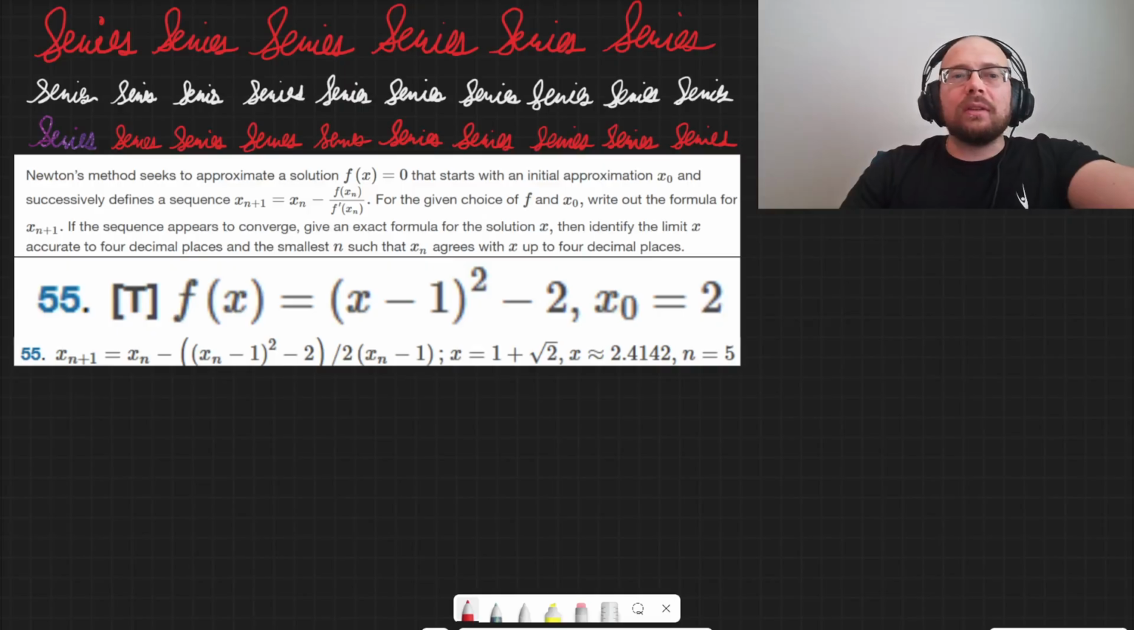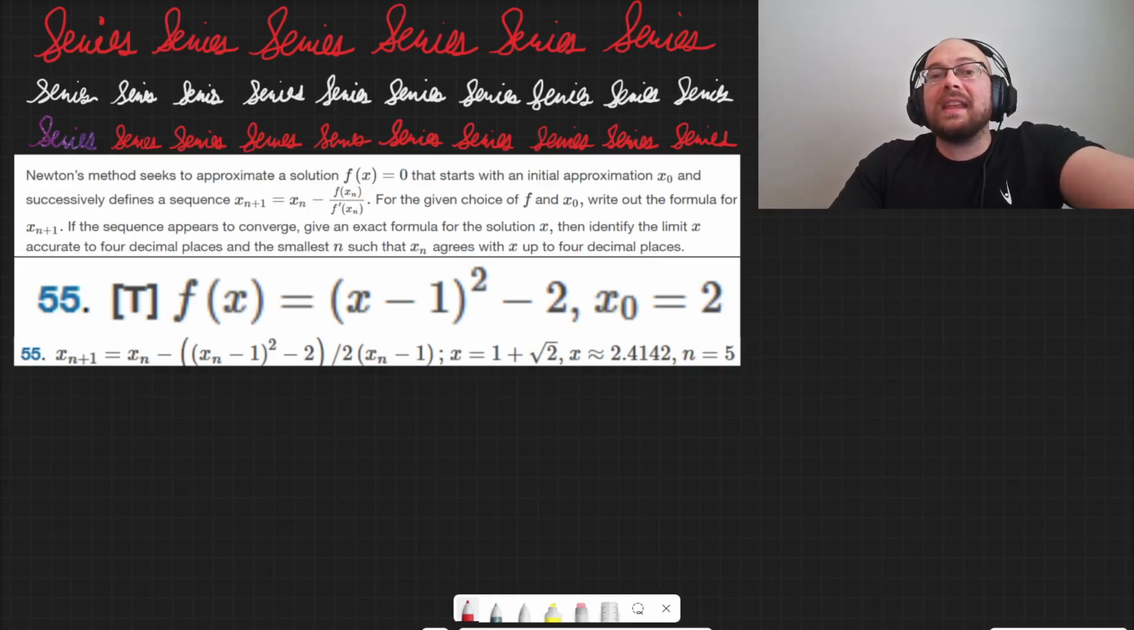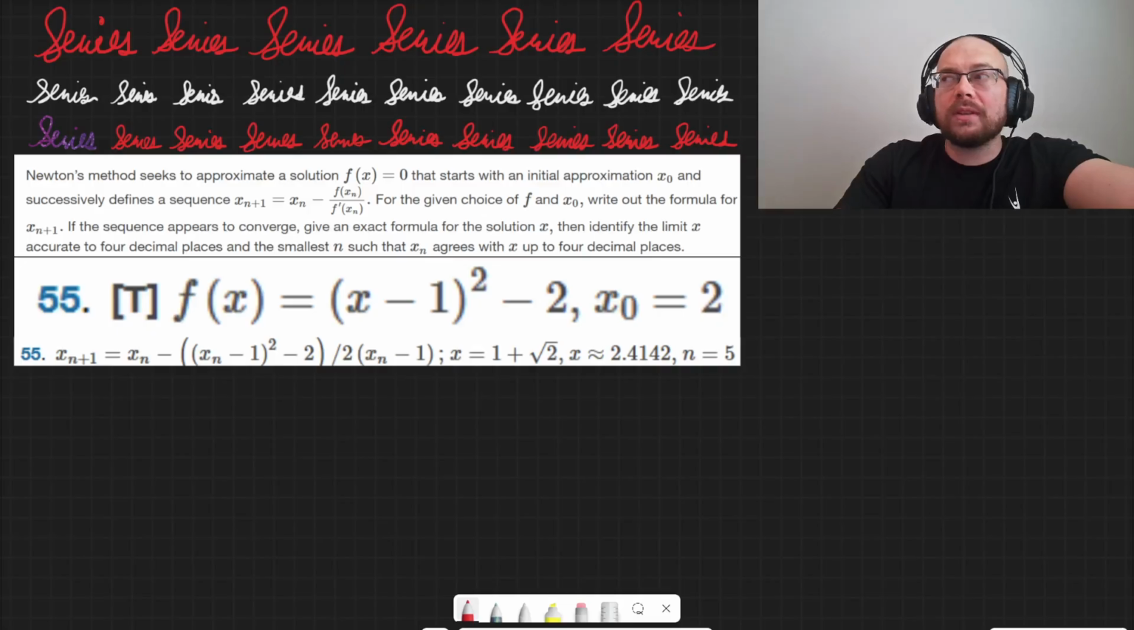So let's jump in. The first thing I would probably want to do, and I did this on number 54 as well, is go ahead and just plug in 0 for f of x and see what the answer should be, what we're working towards. That way we can begin with the end in mind. So f of x is going to be set equal to 0, and that's going to be equal to x minus 1 squared minus 2. Okay, so we're going to solve this. So I'm going to add 2 to both sides.